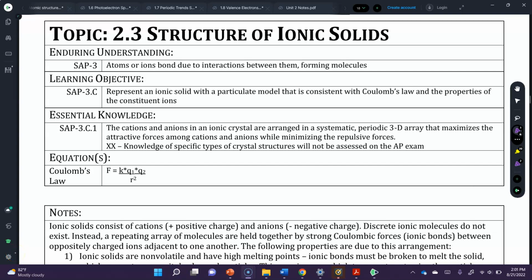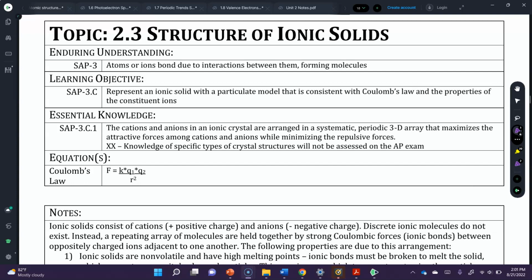Hello everyone, welcome to topic 2.3, structure of ionic solids. In this we will look at the essential knowledge that cations and anions in an ionic crystal are arranged in a systematic periodic 3D array that maximizes the attractive force among cations and anions while minimizing the repulsive forces, and those repulsive forces, remember, would be between cations and cations as well as anions and anions.